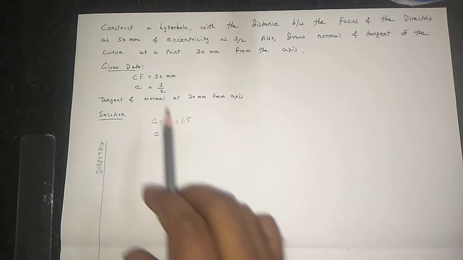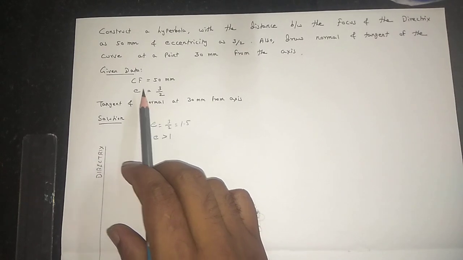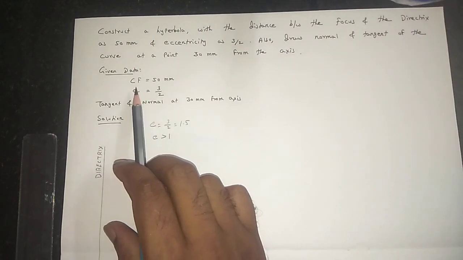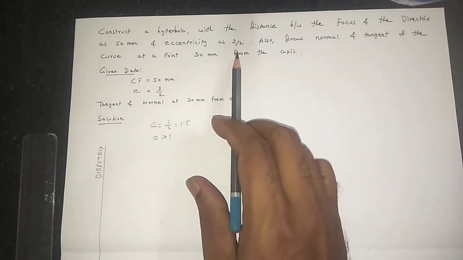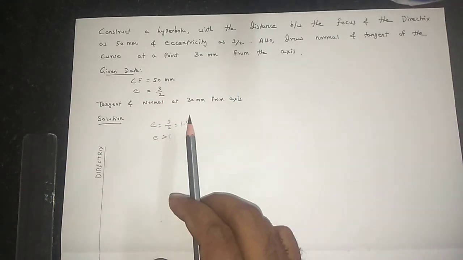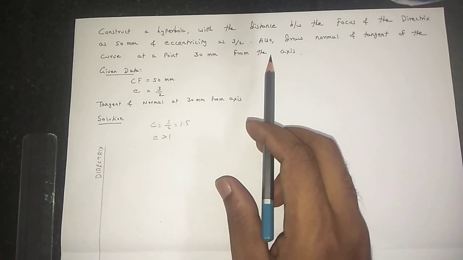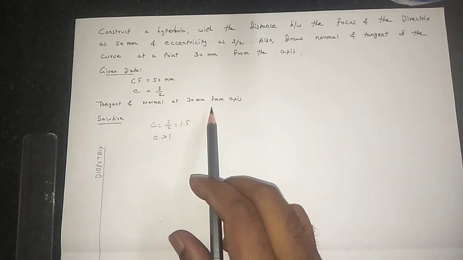First, you write the given data. The distance between the focus and the directrix, that is CF, is equal to 50 mm, and the eccentricity value given in the problem is 3 by 2. Also, they are asking to draw a tangent and normal at a distance of 30 mm from the axis.